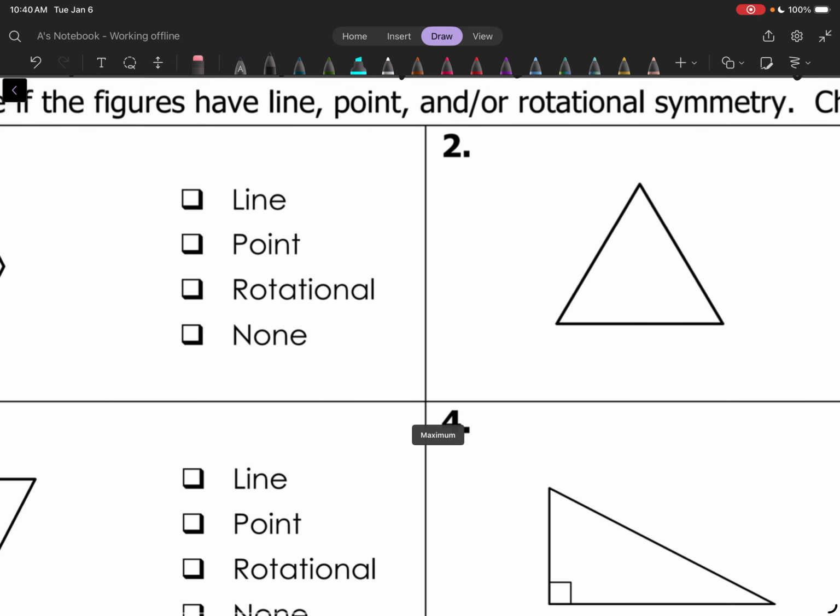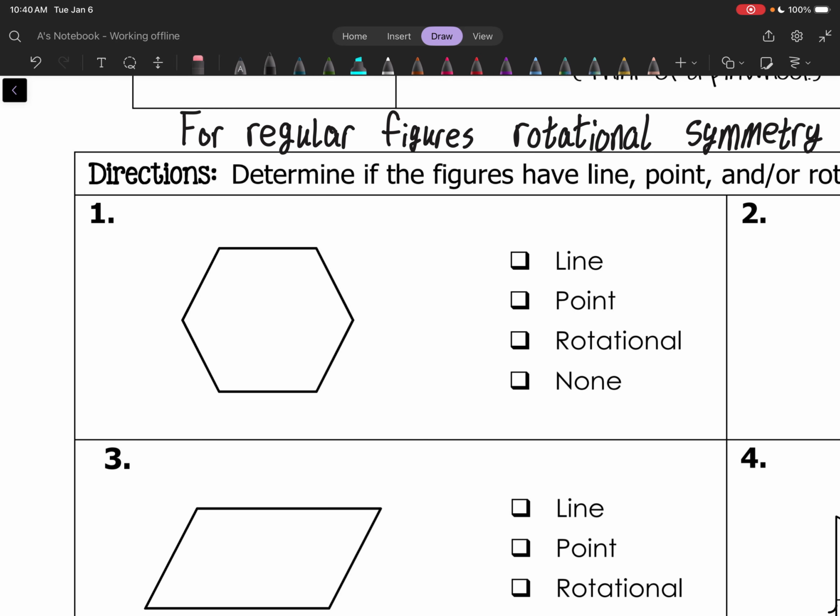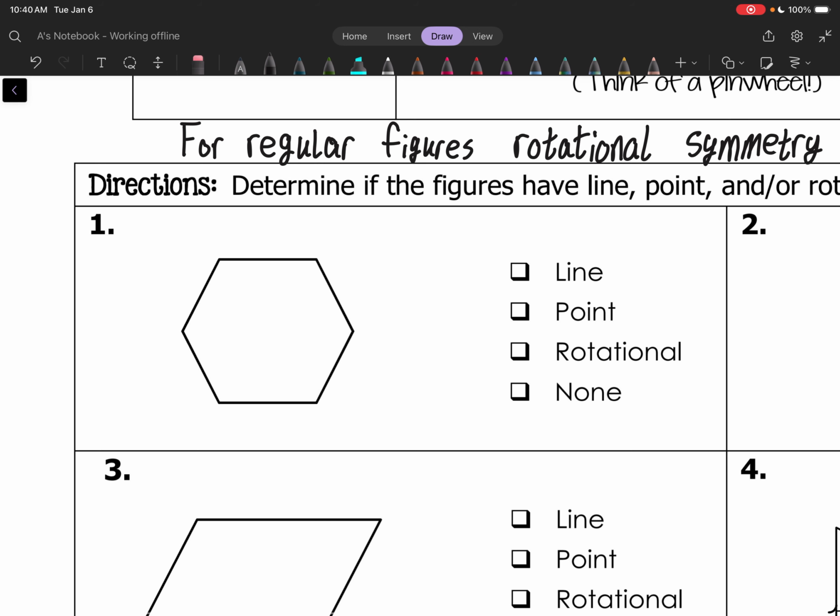So number 1, let's check for line, point, and rotational symmetry. Well, line symmetry, I could draw a line here, or vertically, and that's line symmetry. Point, if I flip it upside down, it is the same. I have point symmetry. Rotational, it does have point, I have to have rotational, but what is the degrees for the first rotation? Well, this is a hexagon with 6 sides. So 360 over 6 is 120.